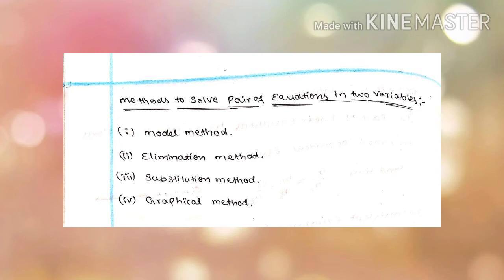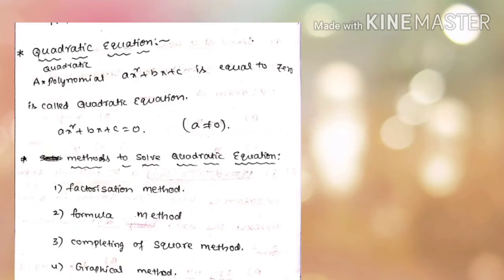Let's go to chapter 5. A quadratic polynomial ax square plus bx plus c equal to 0 is called a quadratic equation. Its general form is ax square plus bx plus c is equal to 0, where a is not equal to 0.